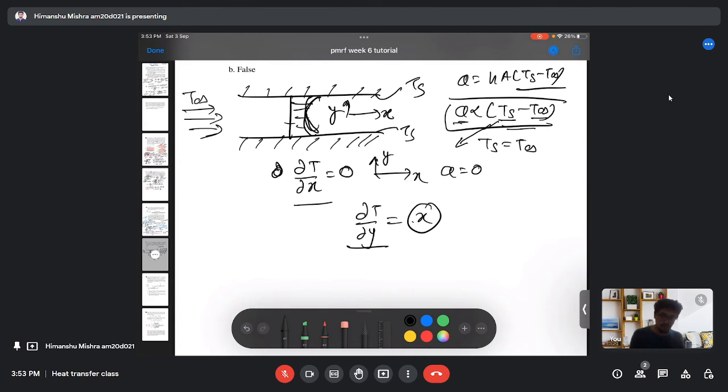So there dT/dy will not be zero, because there is a variation of temperature along the y direction, because Ts does not equal T infinity. But in a fully developed region, the variation of the temperature in the x direction, that means in the flow direction, is zero. There is no variation of temperature along the flow direction. That means my dT/dx will be zero.